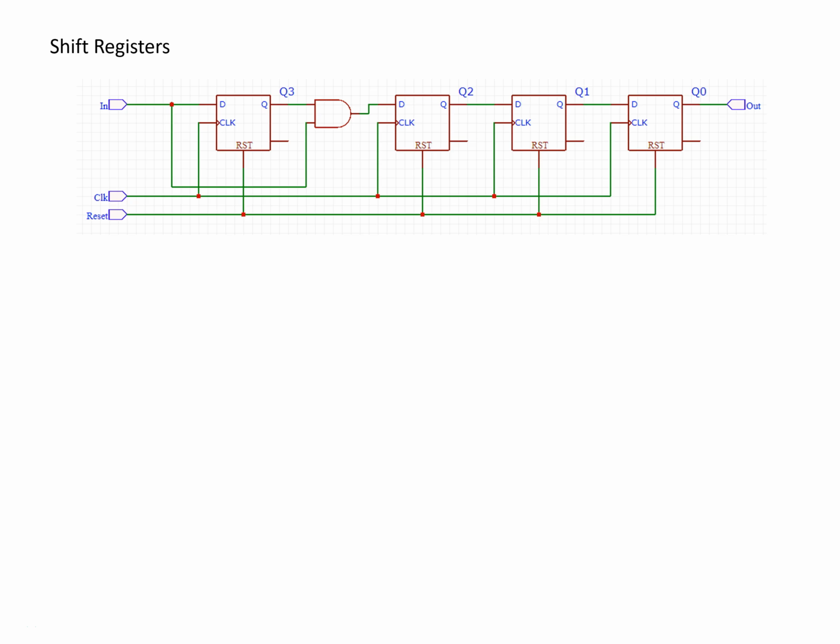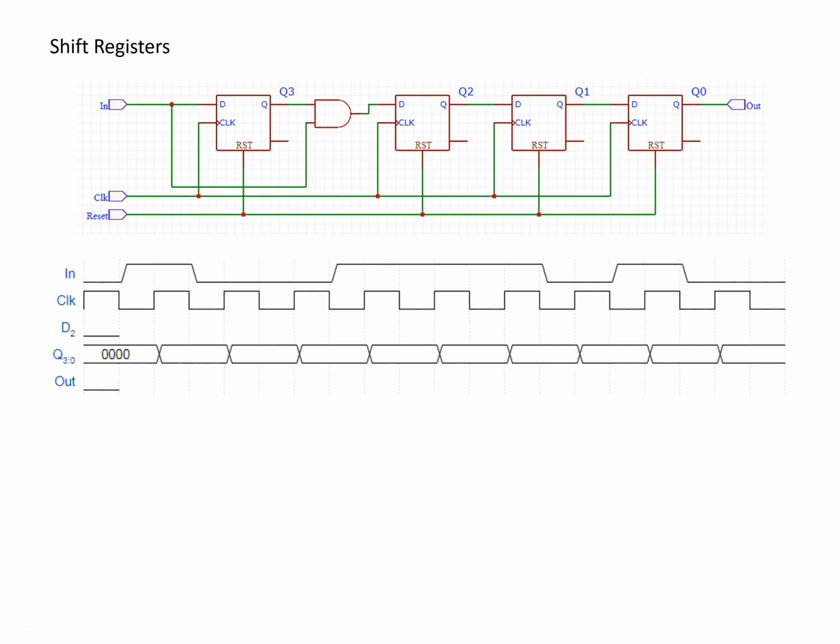And so while we might be able to analyze this to figure out the behavior just by inspection, it may help to look at a waveform and see how this behaves over a sequence of different inputs. This shows the waveform that we're going to look at, and it's showing the input and the clock, and also an intermediate signal D2, which is going into the second flip-flop, since this is the one that behaves a little differently because it is coming from the AND gate. And then we've got the current contents of the shift register as well as the output.